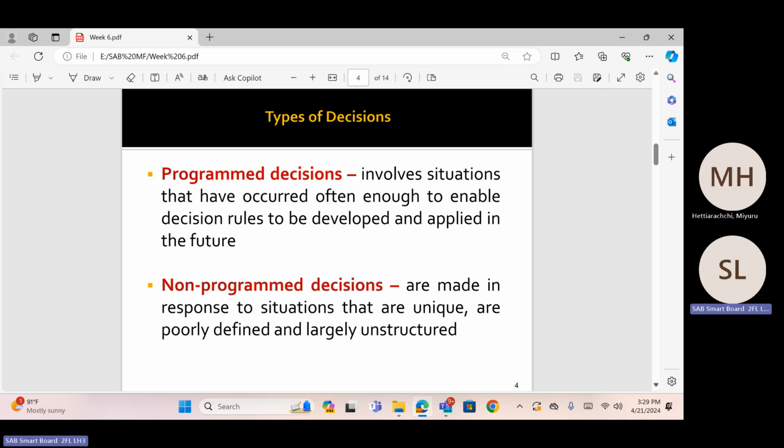Therefore, there should be another type in between these two. Isn't there? There's another one, in addition to these two. In addition to programmed and non-programmed, there's another one. Yes, no? We have not considered the decisions made by middle managers, functional management. Then there's another one. What is that? Then they have used the term semi-programmed decision.